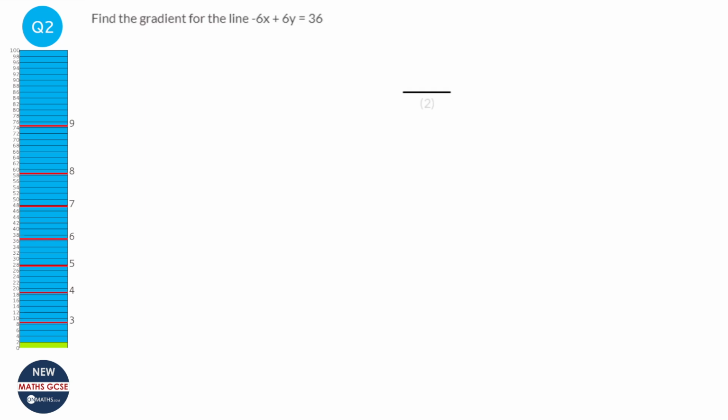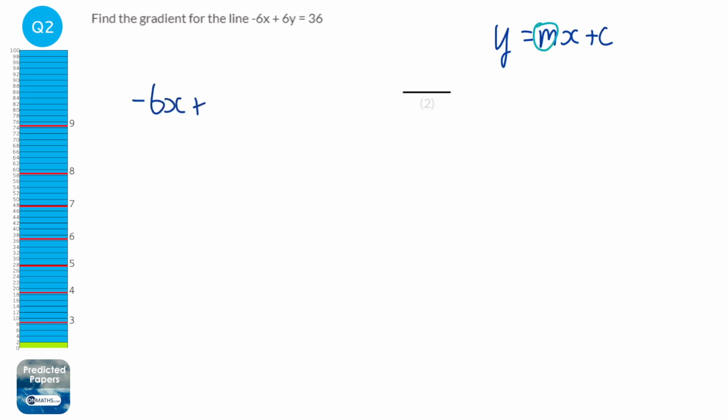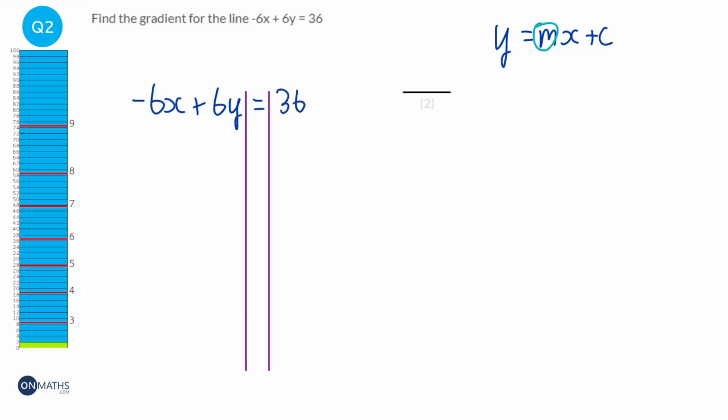So to find the gradient, we need the formula or the equation in the form y equals mx plus c. And the m there will give us what the gradient is. So we're just going to be rearranging this equation. And so I'll get my lines in. The first thing I'm going to do is get rid of the x's from the left hand side, and we can do that by adding 6x to both sides.